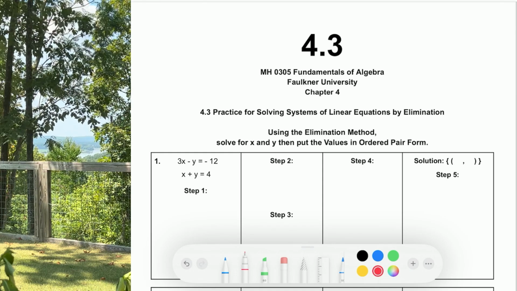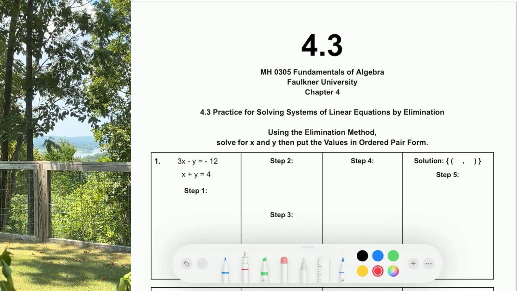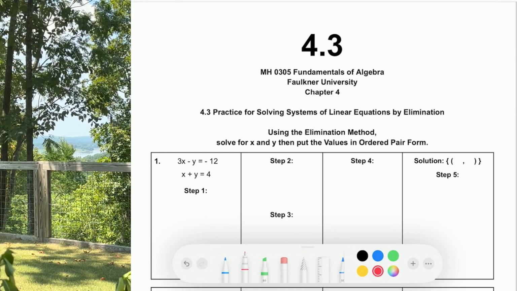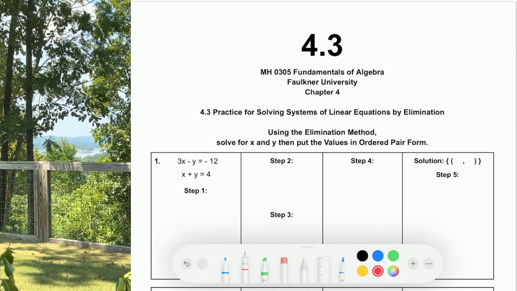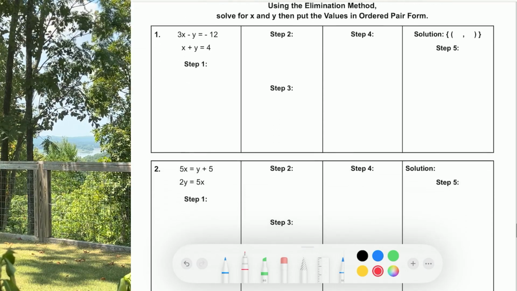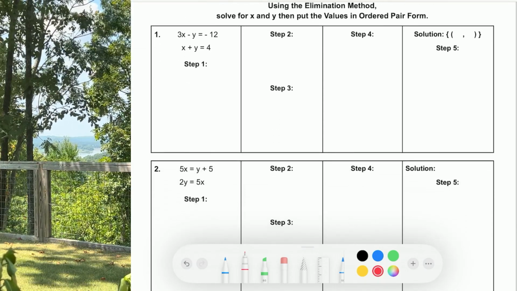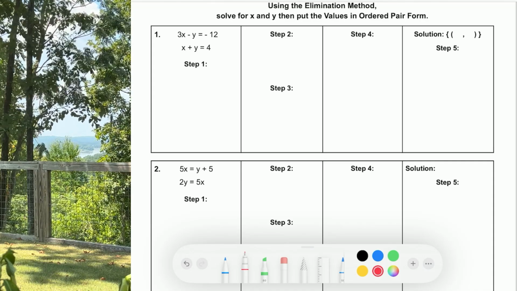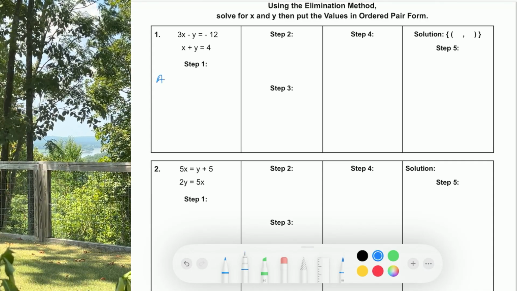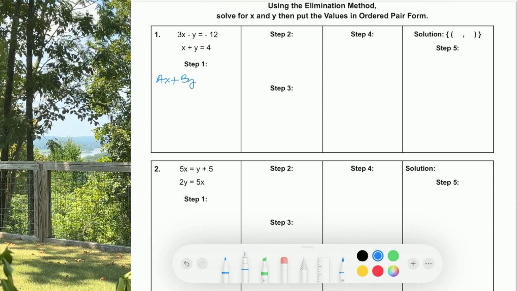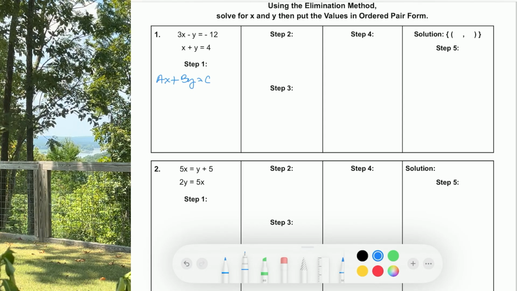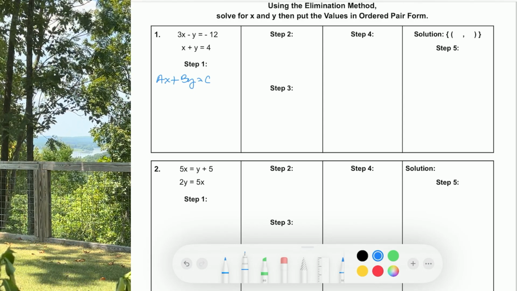Welcome back, students. We'll be looking at section 4.3, practice problems for solving systems of linear equations by elimination. So remember, we're going to use the elimination method to find our x and y values in an ordered pair form. Looking at number 1, the first step was to make sure that our equations are in the ax plus by equals c form. Both of them are in that form, so we don't have to adjust them in that way. We can go straight to step 2.